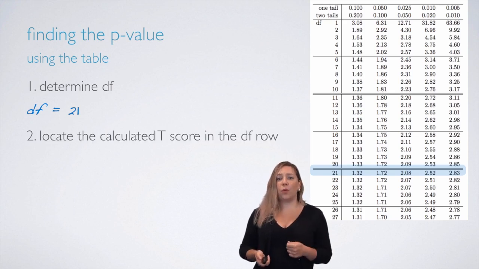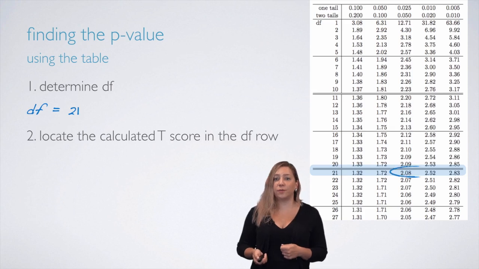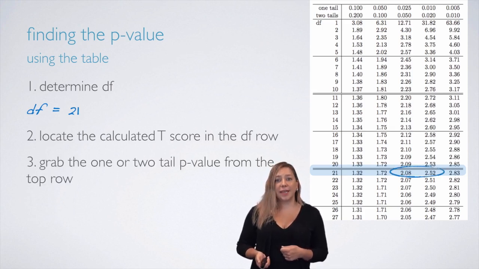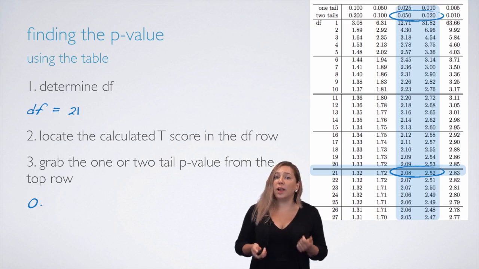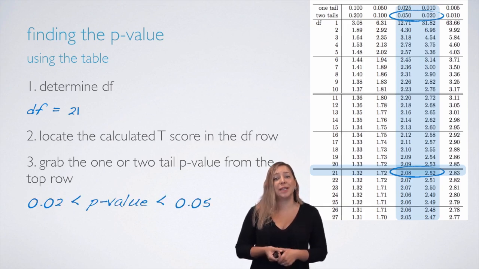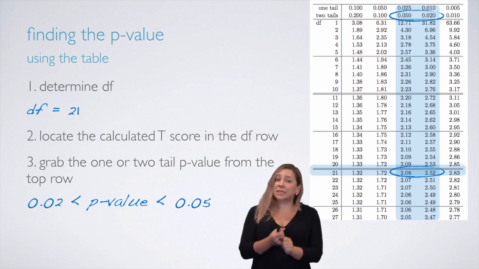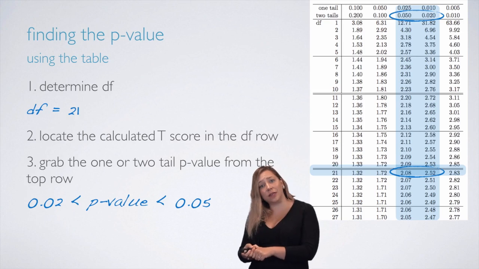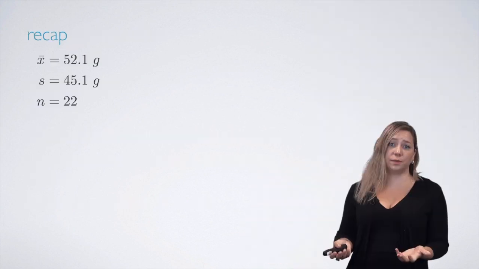Next, we grab the 1 or 2 tail p-value from the top of the table, depending on our alternative hypothesis. In this case, we had a two-sided alternative hypothesis, so our p-value is going to be somewhere between 0.02 and 0.05. While this answer is less precise than the exact value R gives, we still have sufficient information on the p-value to compare it to the significance level of the test and make a decision.